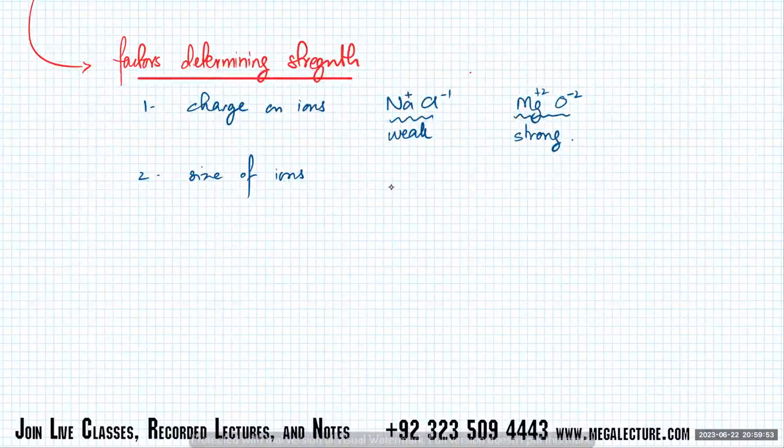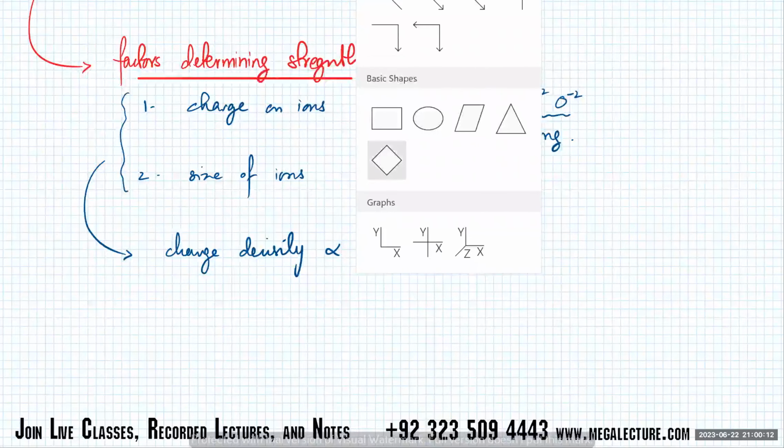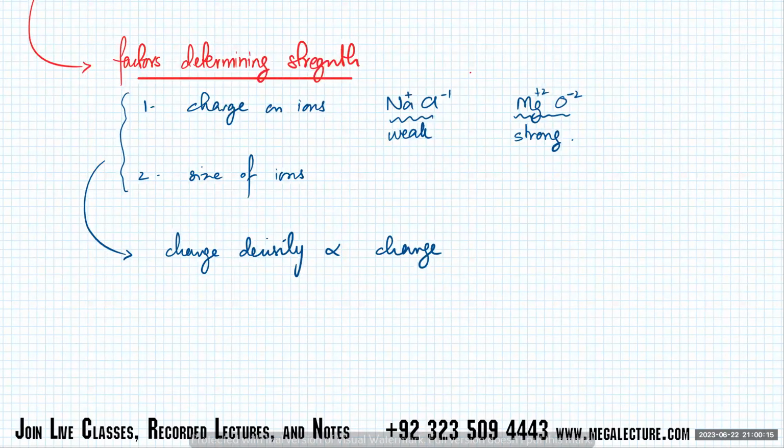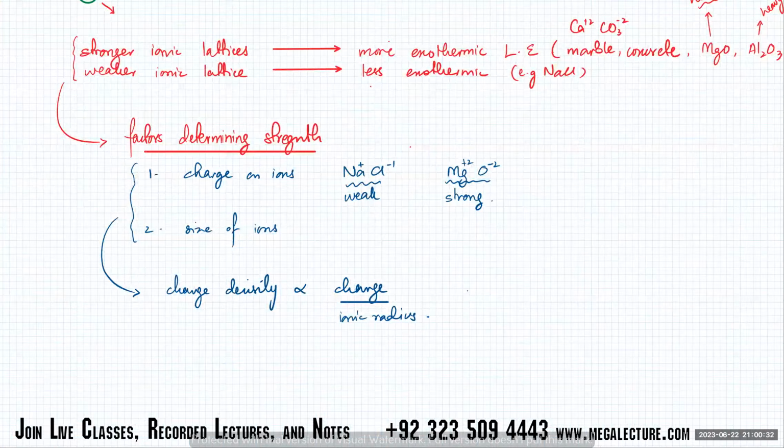Together, both these factors can be referred to as charge density. Charge density is basically the charge on the ion versus the size of the ion, or ionic radius. So I'm just going to practice a few questions, because they're going to ask you for the reasons for which, I mean, they're going to do some comparisons.